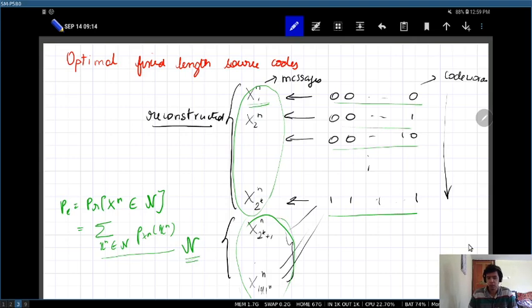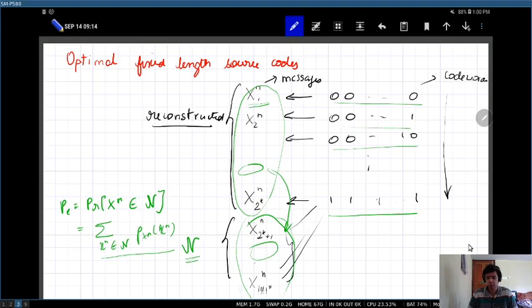And it's again not very difficult to see that this fixed length source code has the least probability of error. Why is that? Because if you exchange any two of these sequences, then the probability of error can only be higher, because the probability of this occurring will be less than or equal to the probability of this occurring. So this is an optimal fixed length source code. Although it is optimal, does it mean that we've solved the problem of source compression? The answer is no, for two reasons.